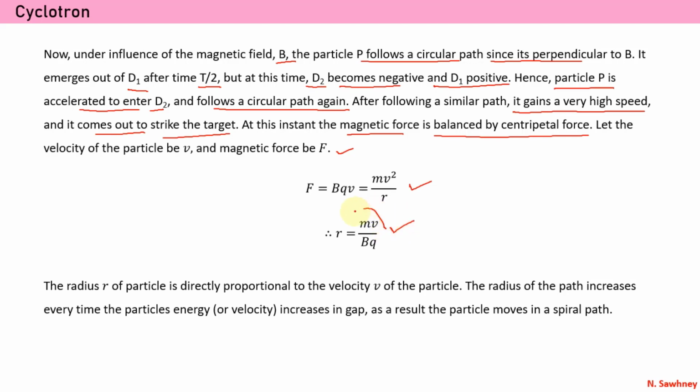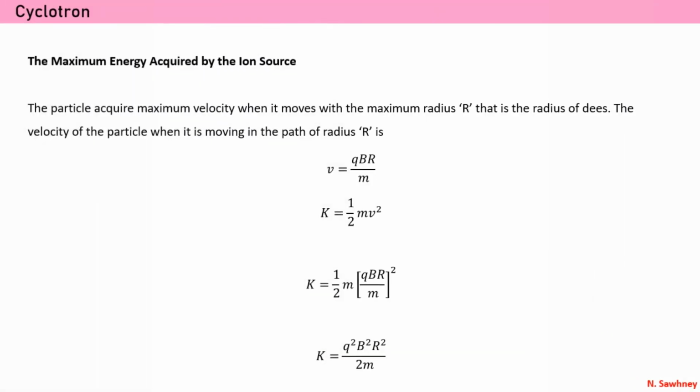But if we look carefully at this expression, radius is directly proportional to the velocity of the particle. That means if the radius of the path increases, every time the velocity, or you can say the energy of the particle, also increases. As a result, the particle moves in a spiral path. So let us find out the maximum energy acquired by the particle.